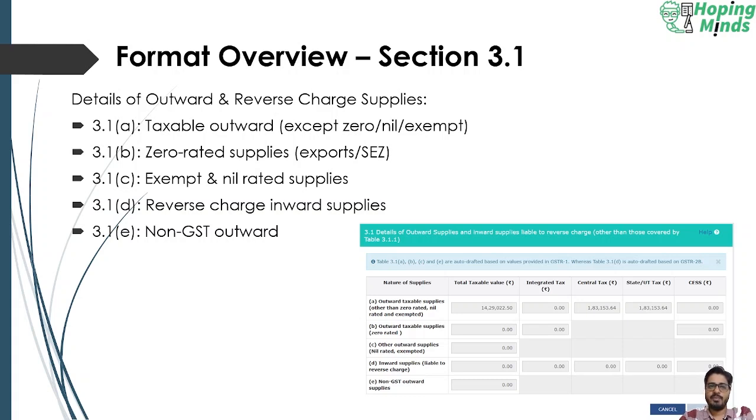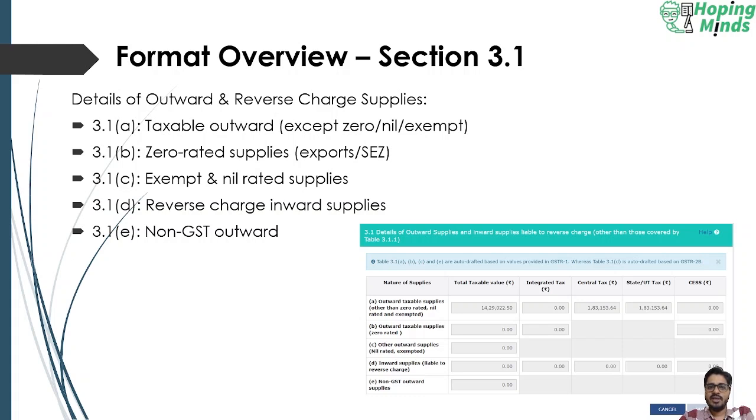Next is 3.1b, that is zero rated supplies. So in this column, the data related to exports or SEZ supplies or supplies to export oriented units are declared. Again, I have made supplies of 1 lakh rupees of biscuits to export oriented units or special economic zones. Then I will declare the sale transaction in table 3.1b column, but no taxes will be imposed.